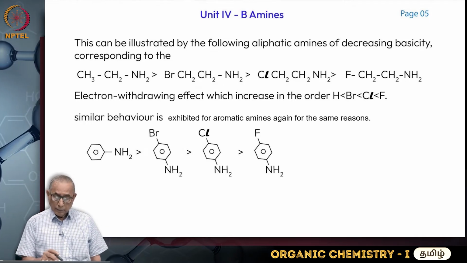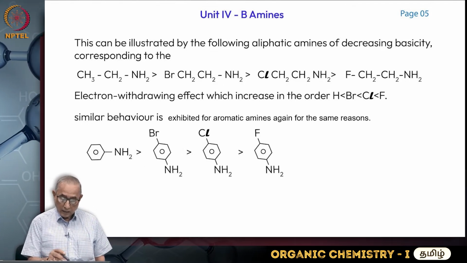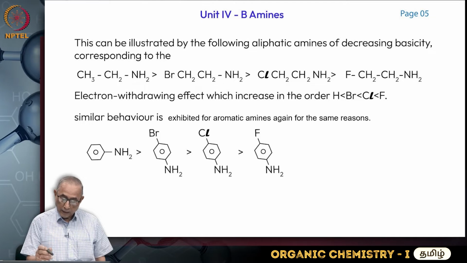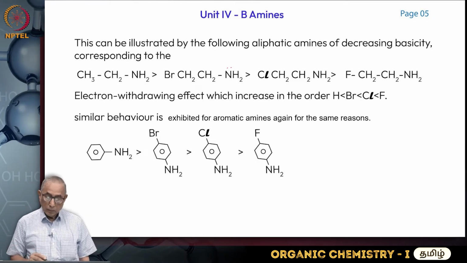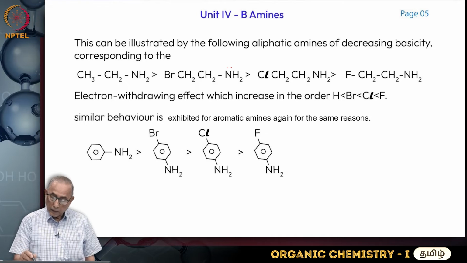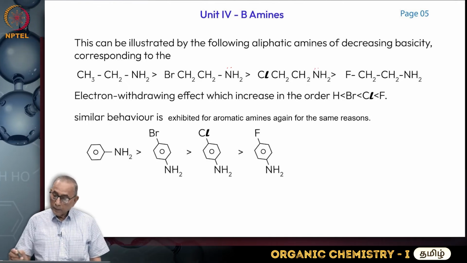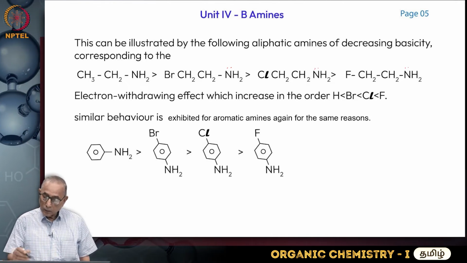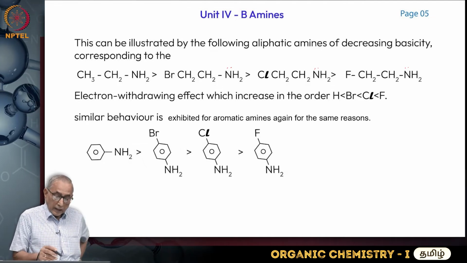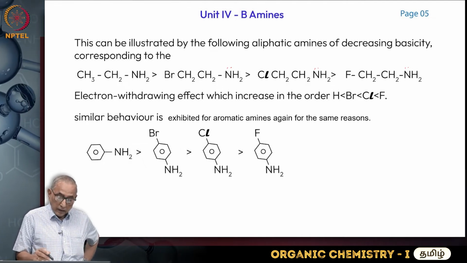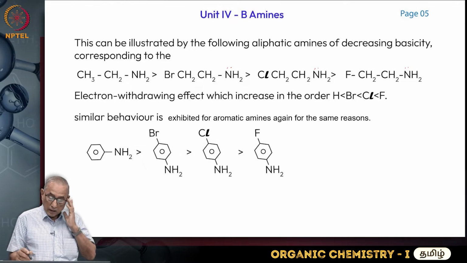This is basic. Bromine போட்டாக்க it is electron withdrawing. The lone pair here will go towards the bromine. The lone pair here will go towards the chlorine. The lone pair here will go towards the fluorine. இப்போ இந்த groups எல்லாம் arrange பண்ணாக்க electron withdrawing effect which increases in the order.